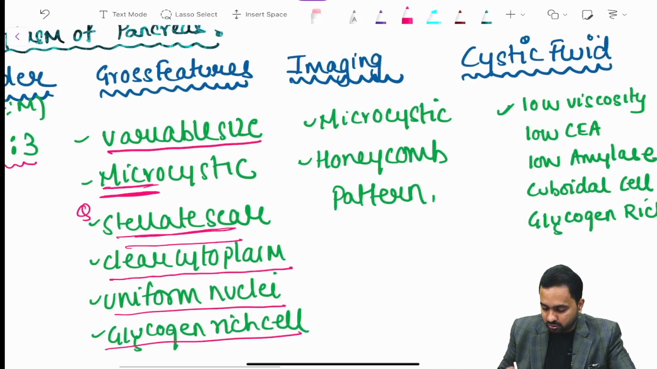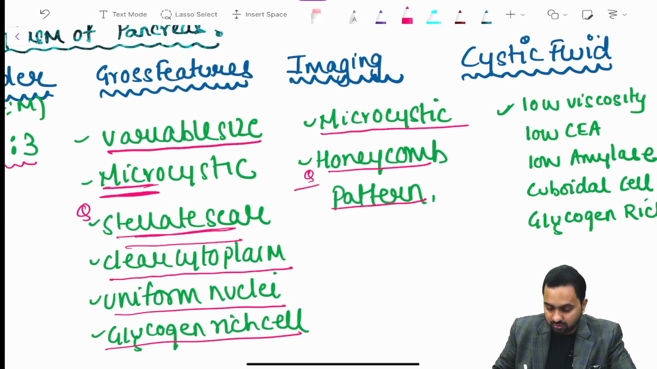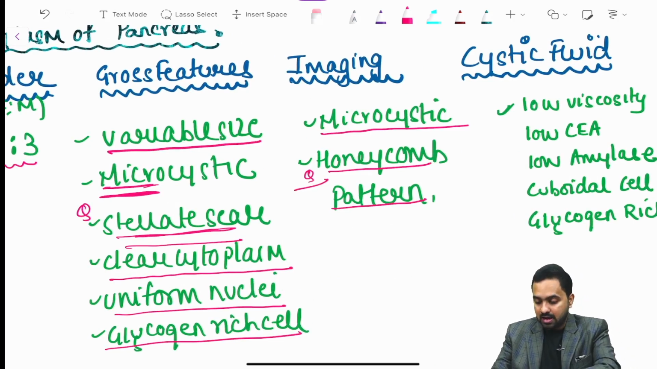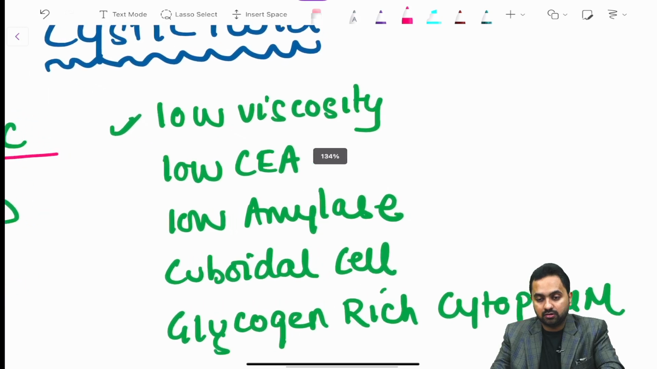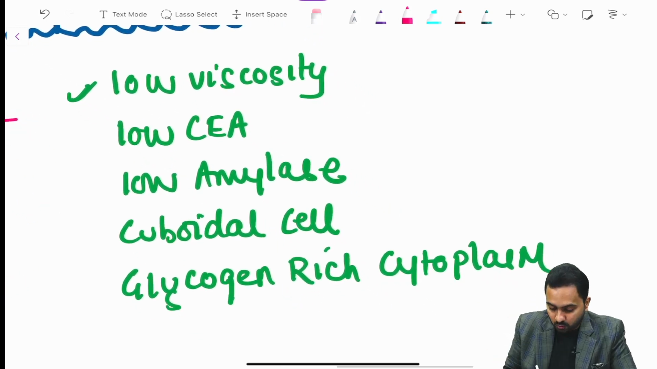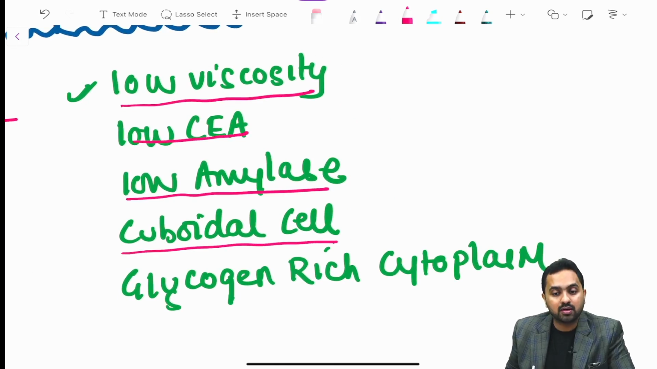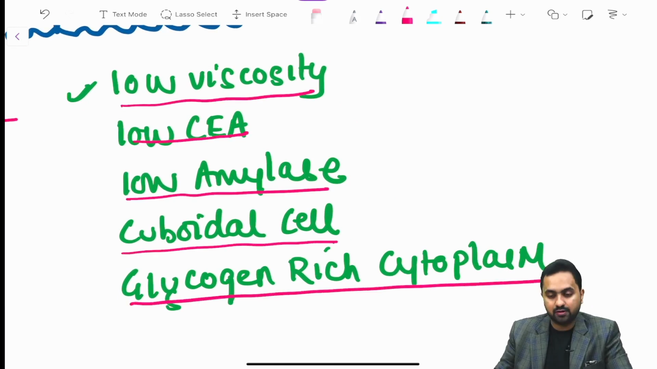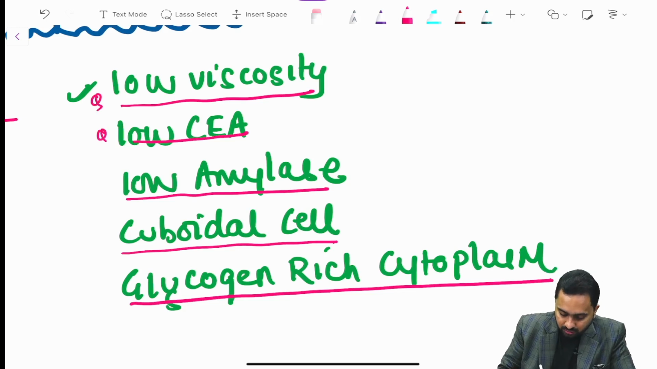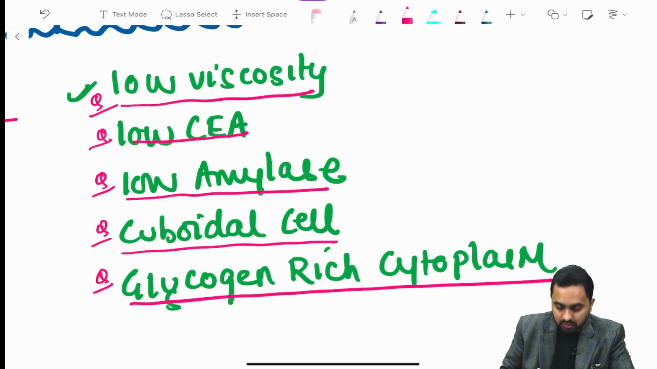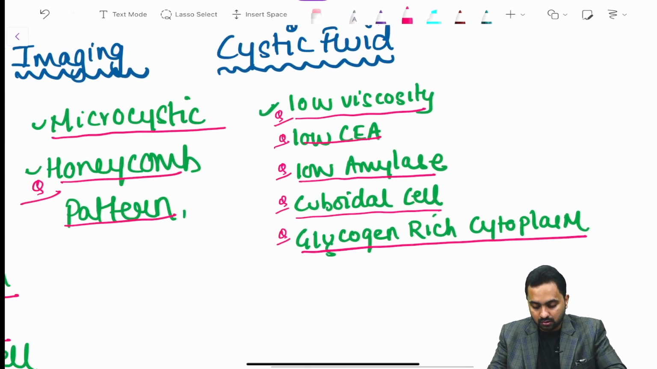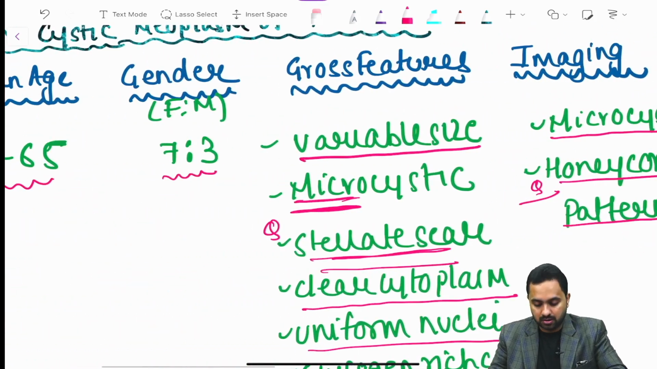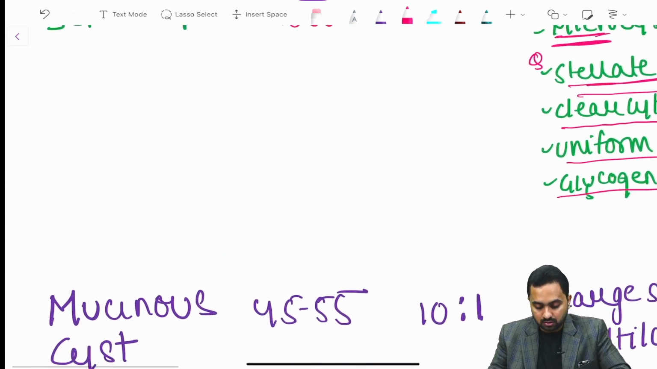On imaging, you would find it to be microcystic and it has the characteristic honeycomb pattern. And the cystic fluid features include your low viscosity, low CEA, low amylase, presence of cuboidal cells and glycogen rich cytoplasm, right. So, these are your most important points with respect to your serous cystic neoplasm.